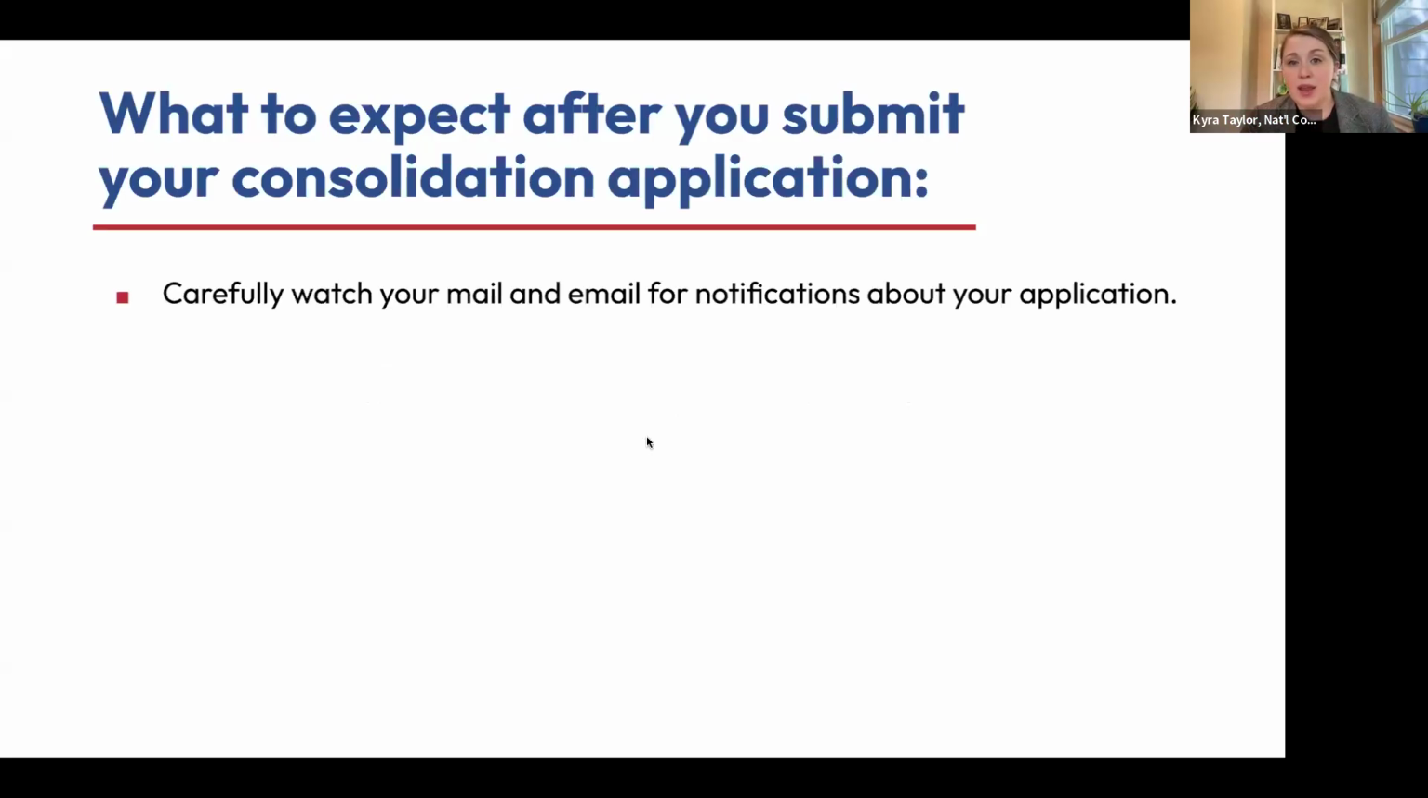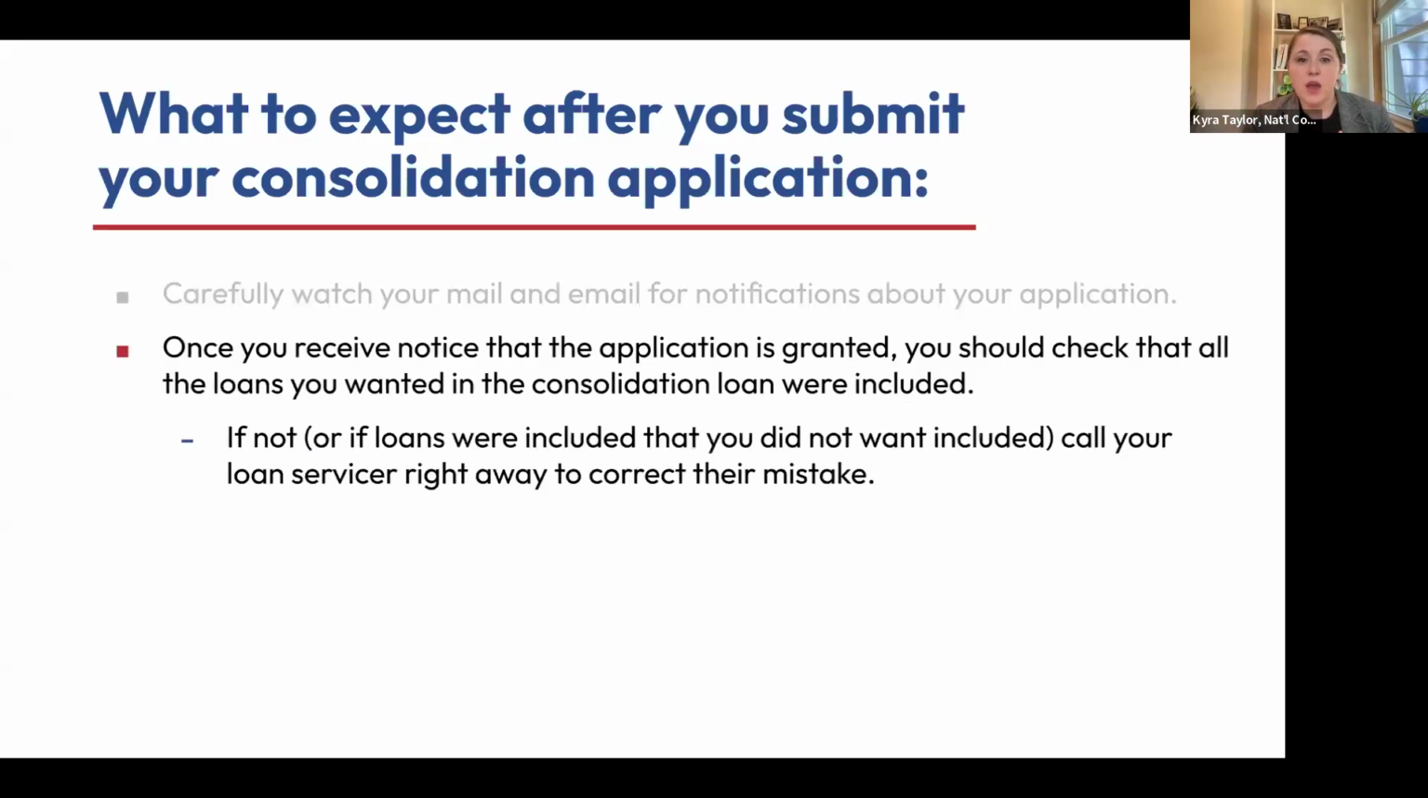Now, what to expect after you submit your consolidation application. You should watch your mail and watch your email very carefully for notifications about your application. They're going to provide you with a notice that the consolidation application has been approved or denied, and they will also tell you which loans are within the consolidation application. Once you receive notice that the consolidation is granted, you need to check that all the loans you wanted in the consolidation loan were included. If not, or if there were loans that were included that you did not want included, you need to call your servicer right away to correct the mistake. You only have a limited period of time to correct that.